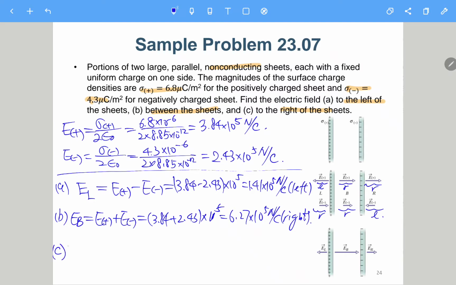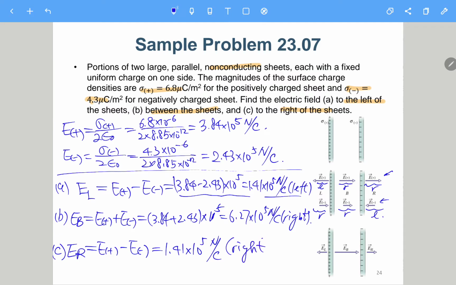For part C, E out. So we have E plus minus E minus, which is actually this value, 1.14 times 10 to the 5th power Newton per Coulomb. And actually this points to the right side. So any questions? Okay.